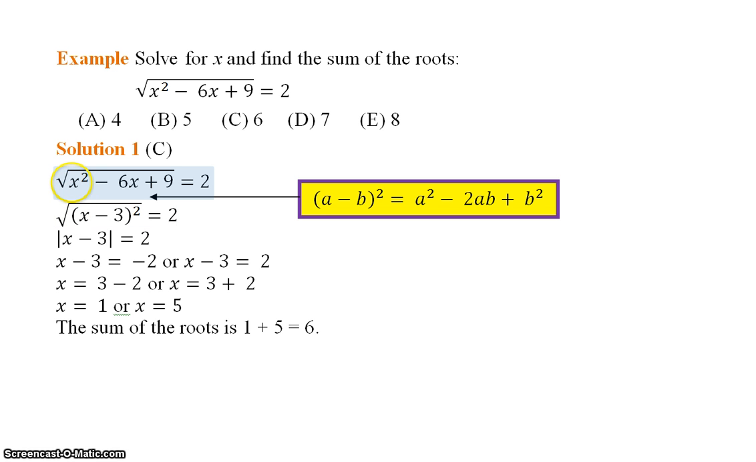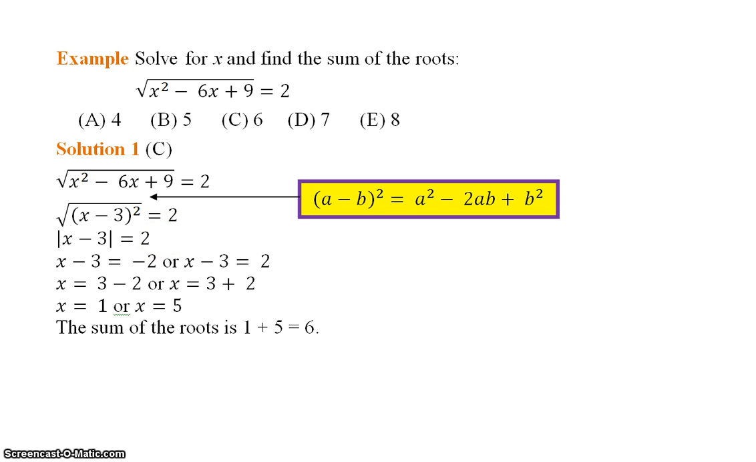The first term is x, this is the square of the first term. The second term is 3, this is the square of the second term. And 6x is twice product of the terms x and 3. Now we can apply the formula. Square root of expression squared is absolute value of this expression. Square root of x minus 3 squared is absolute value of x minus 3. And we get the equation absolute value of x minus 3 equals 2.